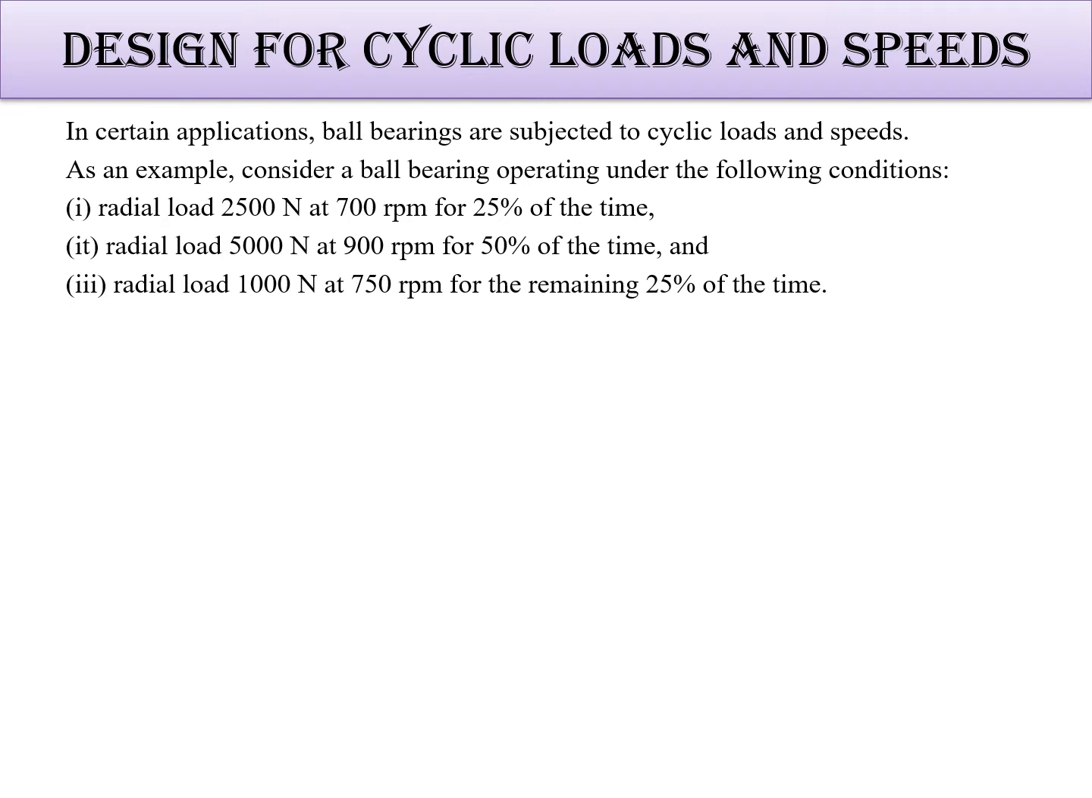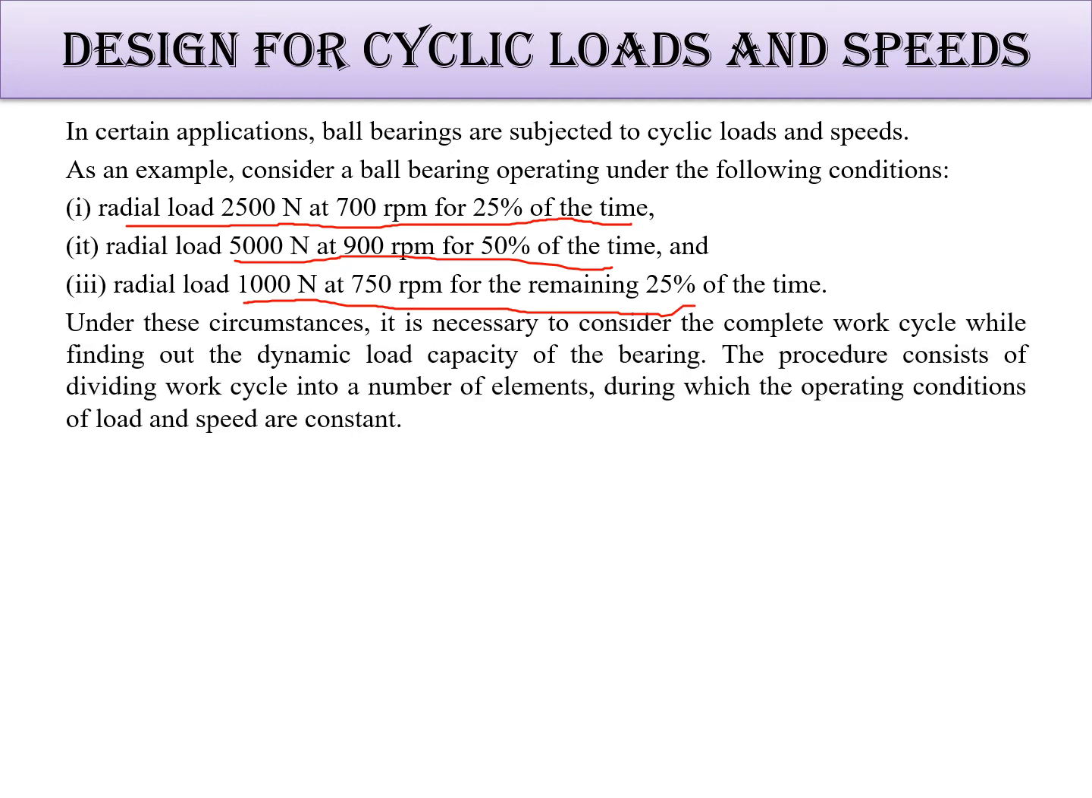Now let's see an example shown here: a radial load of 2500 newton at 700 rpm for 25% of the time, 5000 newton at 900 rpm for 50% of the time, and 1000 newton at 500 rpm for the remaining 25% of the time. That means for 100% of the time, this time is divided in these cycles. So we can't solve this directly, because to find the equivalent load we need the radial and the axial component, but these are variable conditions.